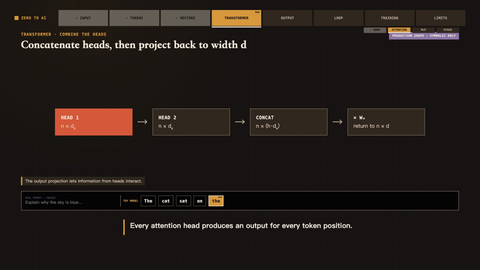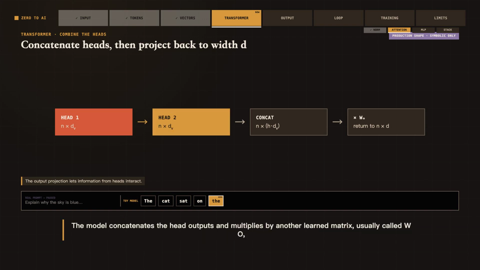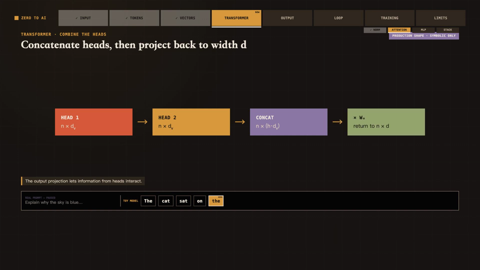Every attention head produces an output for every token position. The model concatenates the head outputs and multiplies by another learned matrix, usually called WO, to return to the model width d. If the input to the attention branch has shape n by d, the combined attention update also has shape n by d. Matching shapes are important because the update will be added to the residual stream.